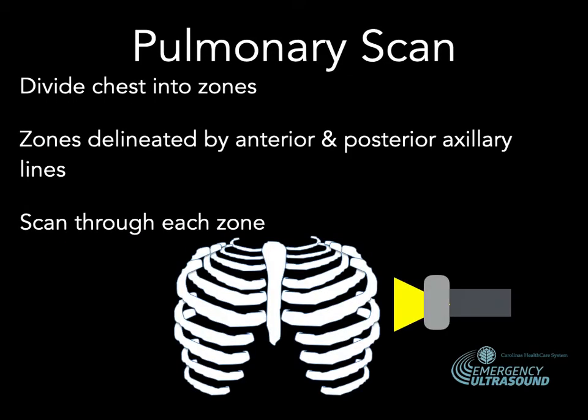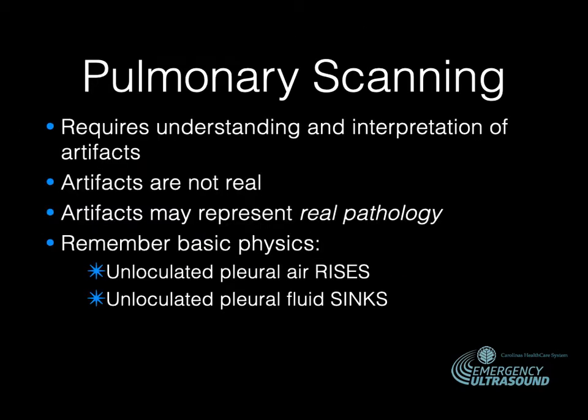So for a pulmonary scan, we want to divide the chest into different zones. Our zones are delineated by our anterior and posterior axillary lines, and we want to scan through each zone. So where would you want to scan? Generally, you might want to scan in the different places you would place a stethoscope.